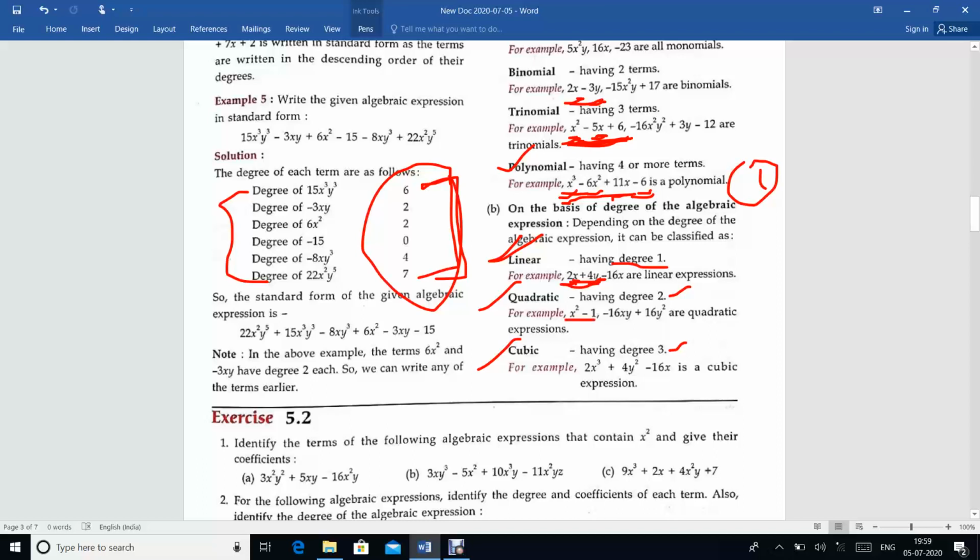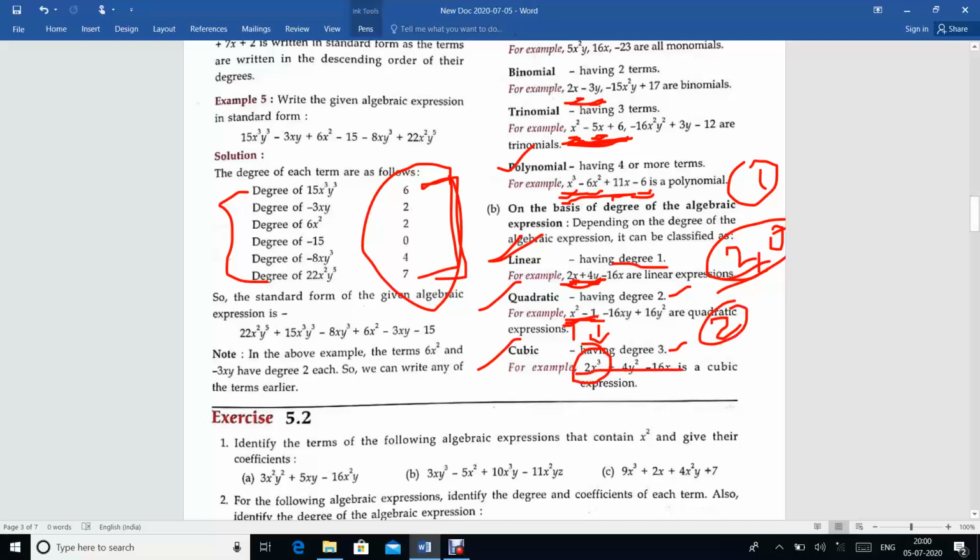The next is x square minus 1. Here are two terms, x square and 1. The degree of x square will be 2 and the degree of 1 will be 0. Highest degree is 2. So x square minus 1 will have the degree 2. So it is quadratic. Similarly, in this expression, as you can see that higher degree is 3. So this is a cubic expression.